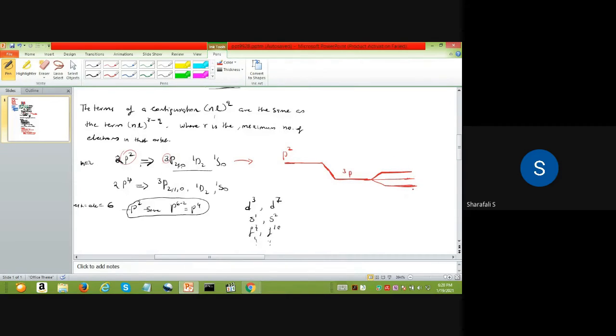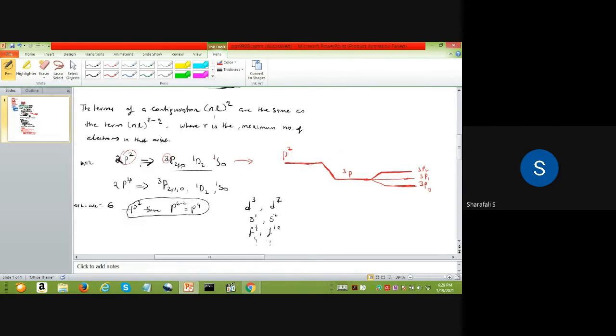Which one will come down? Since it is less than half filled, the lower J will come down: 3P0, 3P1, and 3P2. This is for the equivalent electron case.